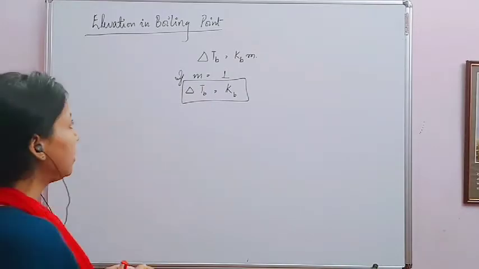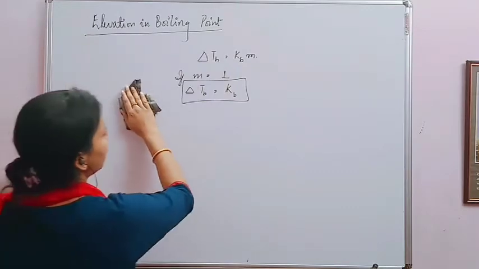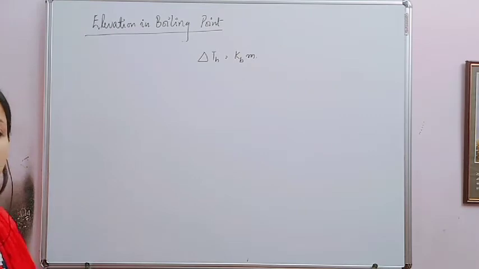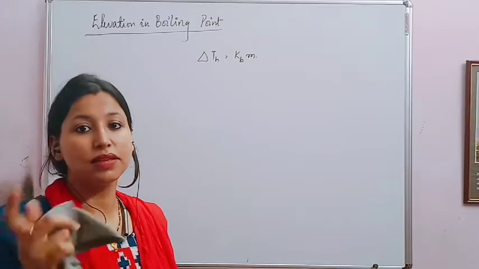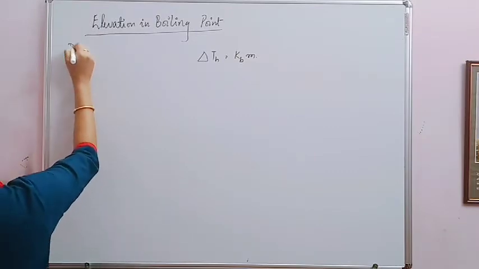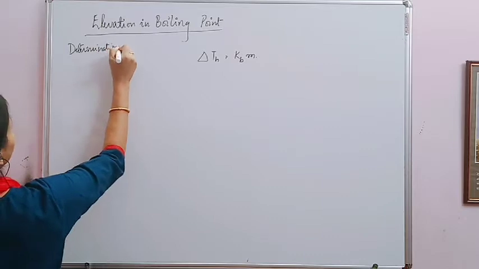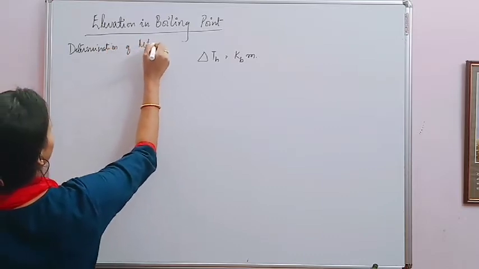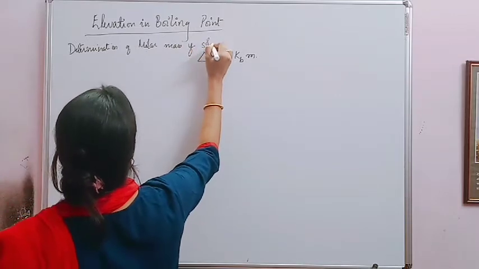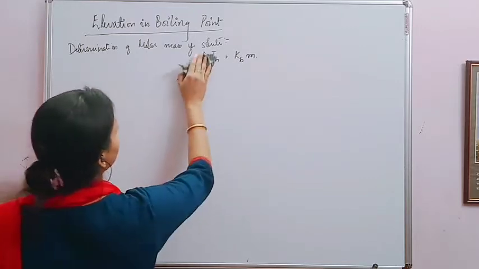Done? Now, with this relation, that is the relation for the colligative property of elevation in boiling point, we will derive the relation for Mb, that is molar mass. So let's start. Determination of molar mass of solute.